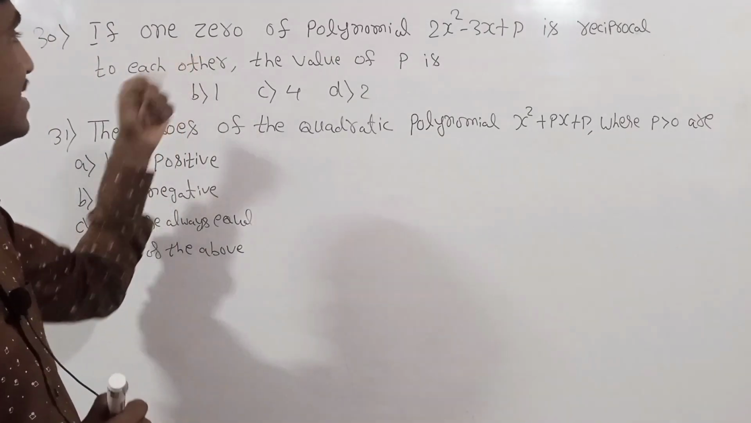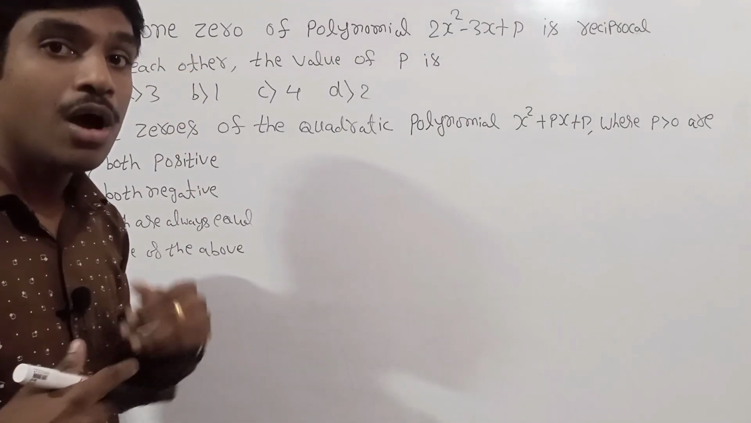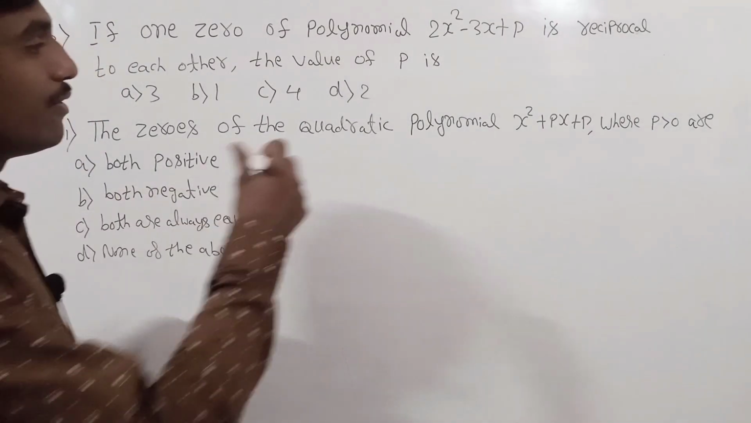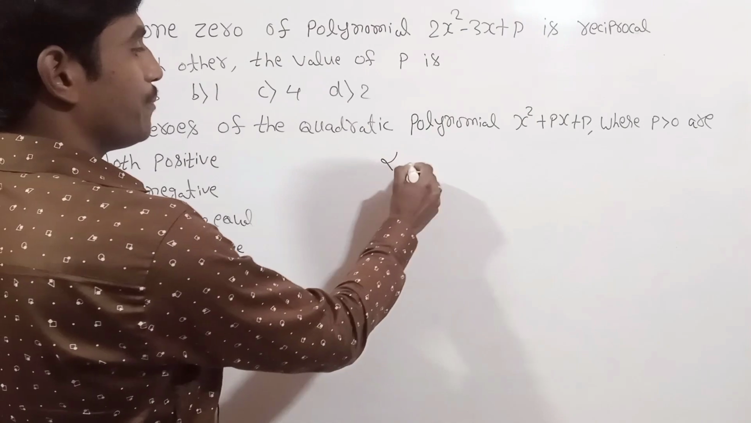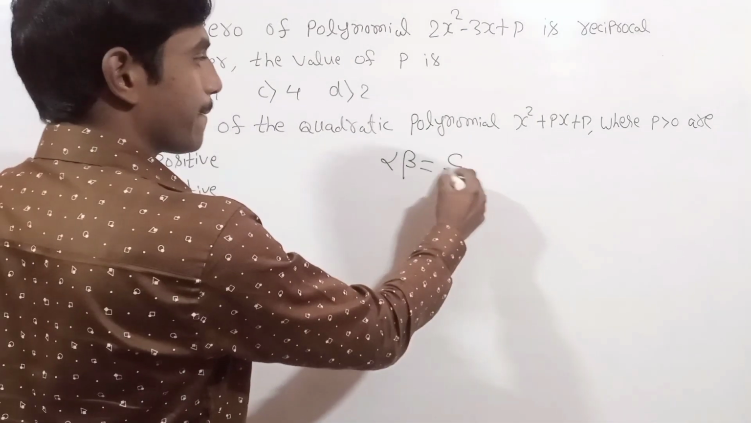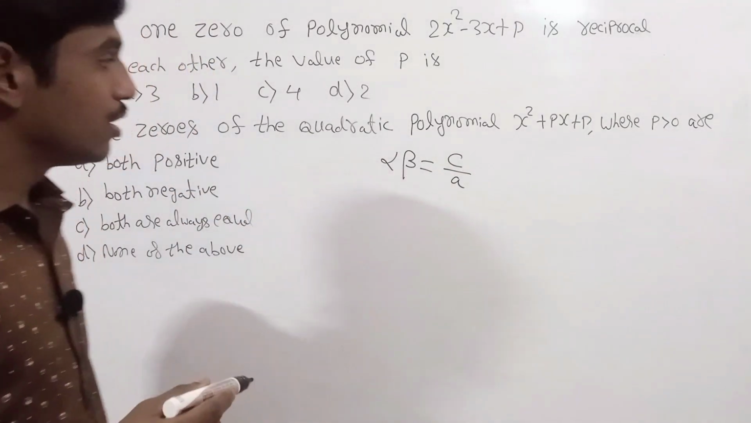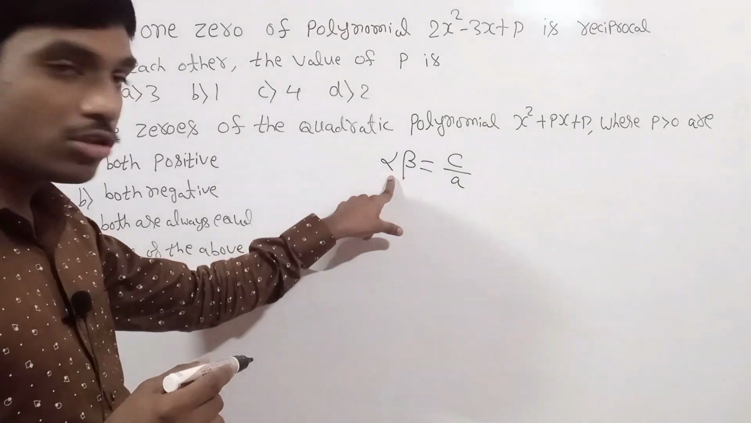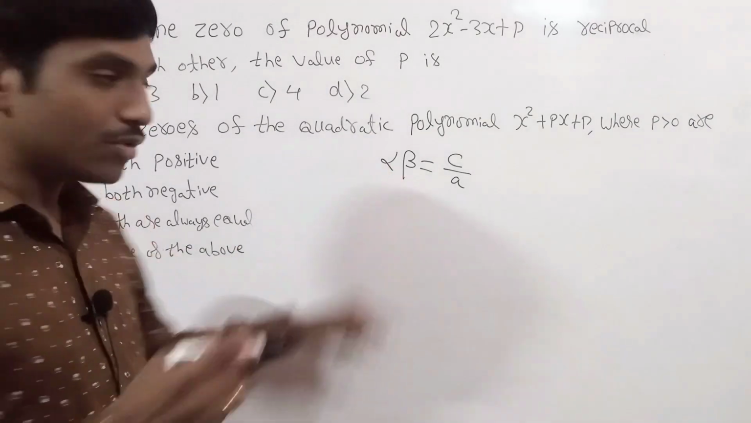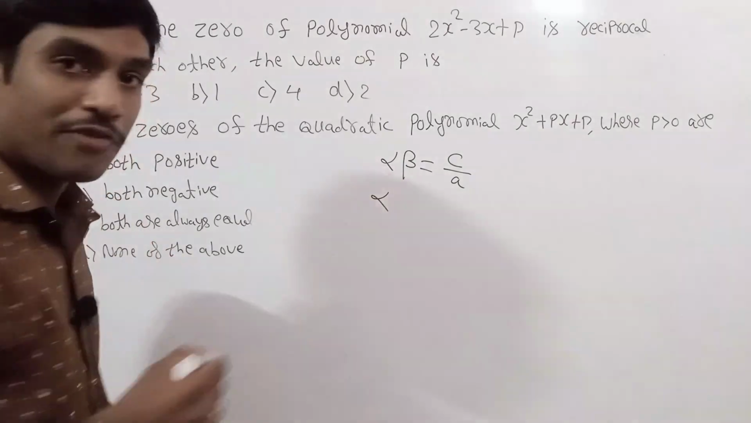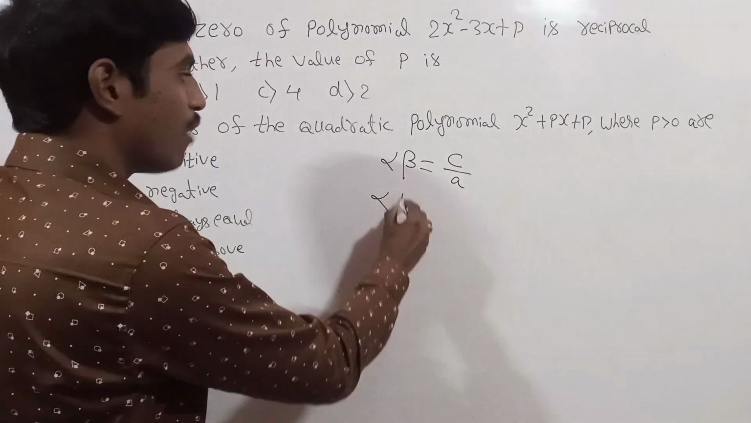But with the help of the given information we try to find the value of p. What they have told here is that one zero will be the reciprocal of the other. That means if one is 2, the other will be 1 by 2. Now we know that alpha beta, the product of the zeros, is c by a, correct? Now here alpha into beta, but they are reciprocal of each other. That means if I take one zero as alpha, the other zero will be 1 by alpha.